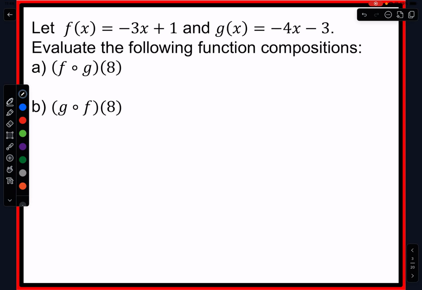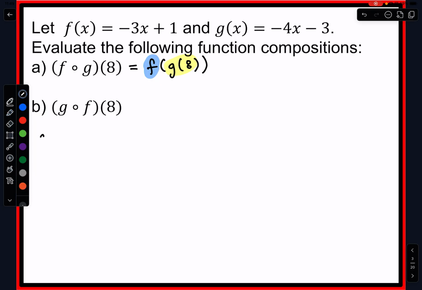In this example, I'm going to go over how to evaluate the following two compositions, going in the order of f of g of 8 and then g of f of 8. Evaluate this. This requires me to evaluate the inner function g at the input value of 8, and then use that answer and evaluate f at that output value.